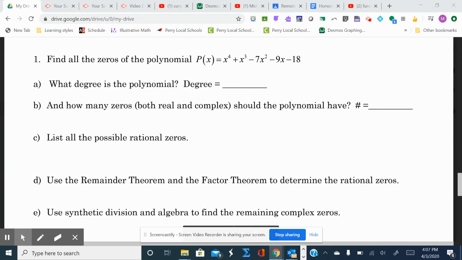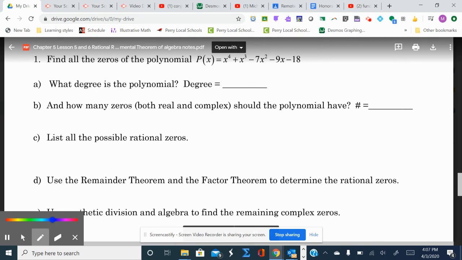So again, the highest power is 4, so the degree of the polynomial is 4. How many zeros, both real and complex? Again, those two match, so this is also going to be 4. So we're going to be looking for 4 zeros here.